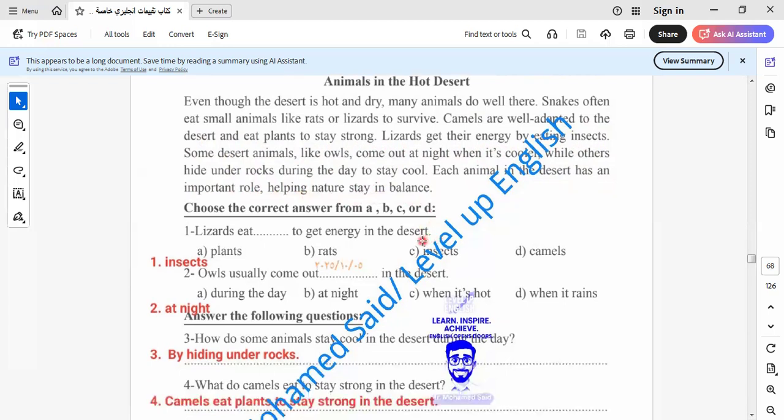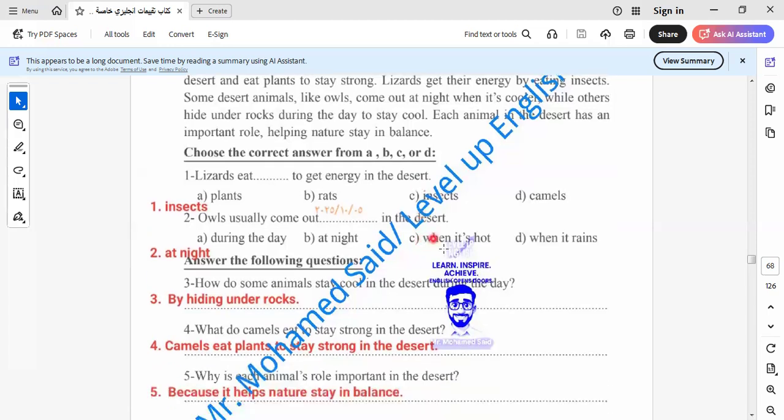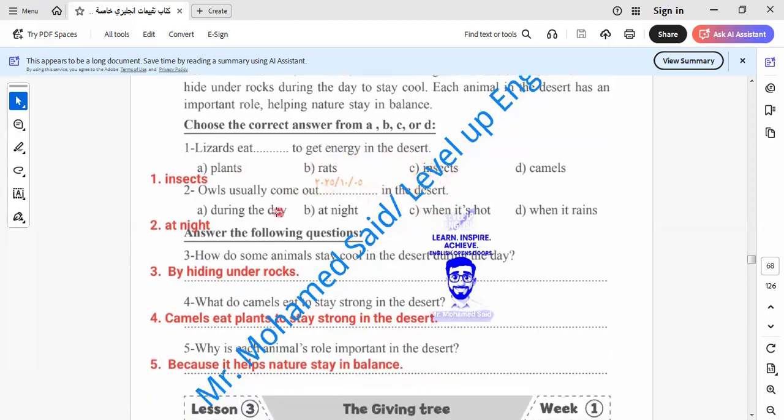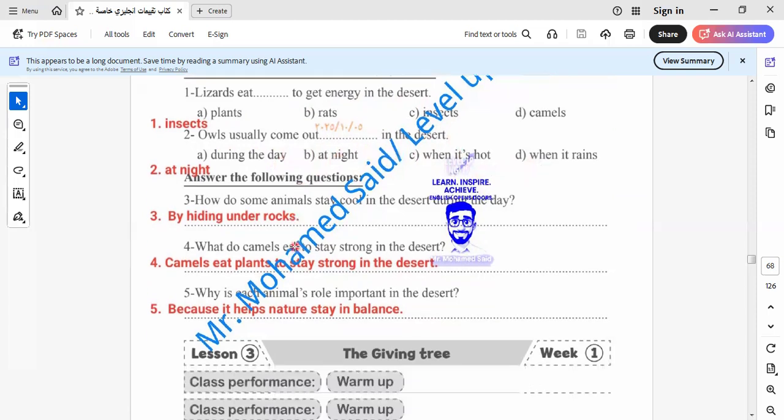So here we want to make our nature balanced. So every animal has its role. So this makes the nature balanced. Okay. Reptiles eat space to get energy in the desert. It's what? It's insects. Owls usually come out space in the desert. Comes during, here is, at night.